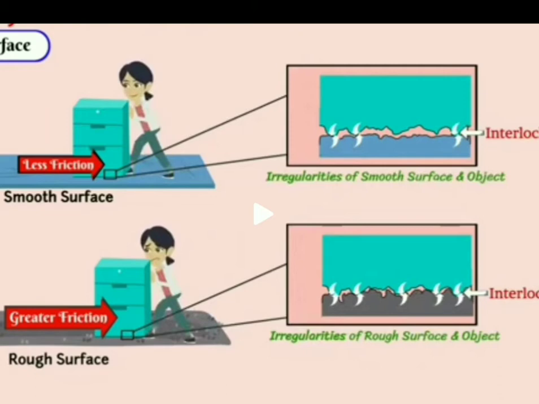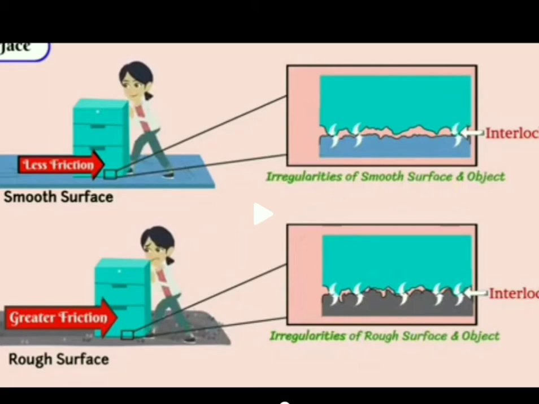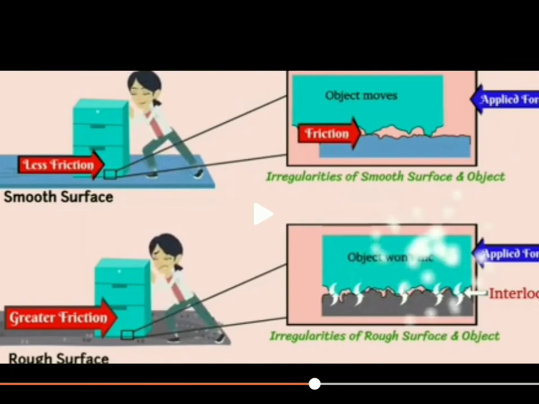Both the irregularities are deeply locked, that is called interlocked. But in the first picture the interlock is not more, there is a gap, that is why we can move the object easily. But in the second, the picture at the bottom, you can see that the interlock is so tightly packed that it is very difficult for you to push the object. That is why it is very difficult to push the object if it is a rough surface.